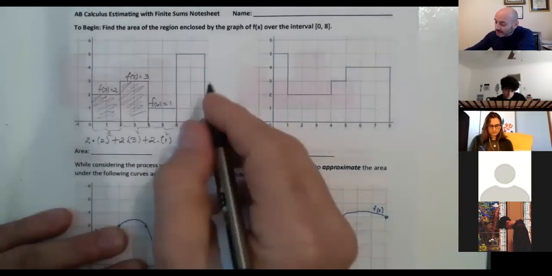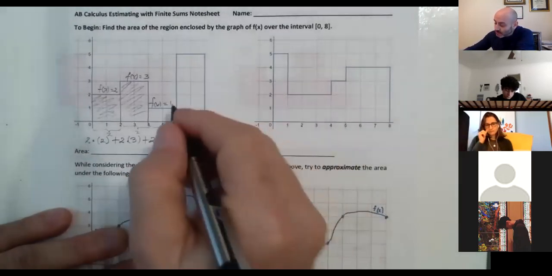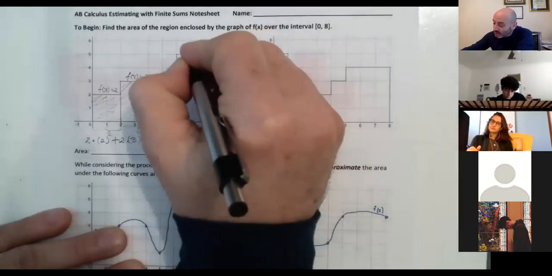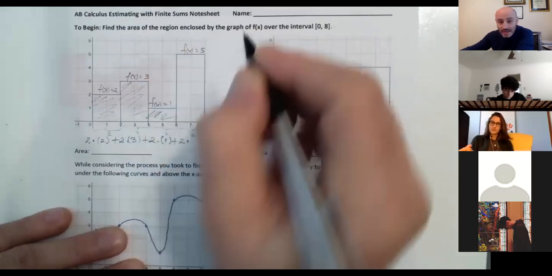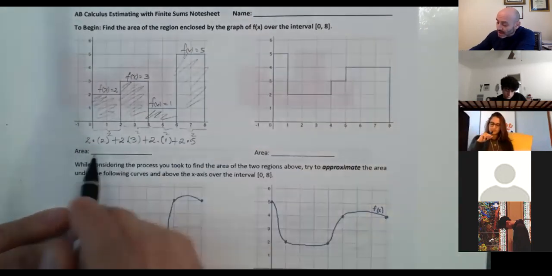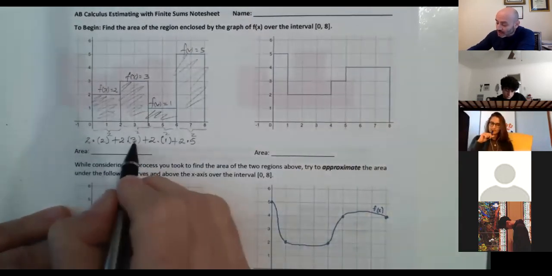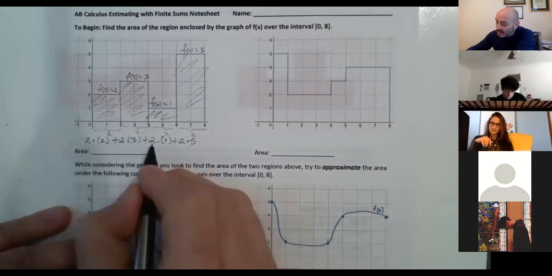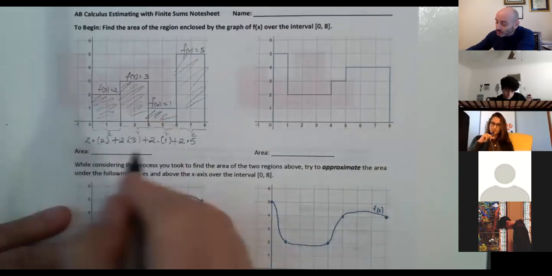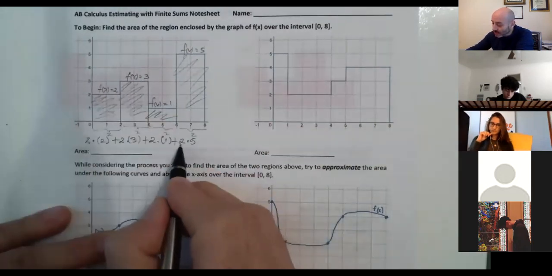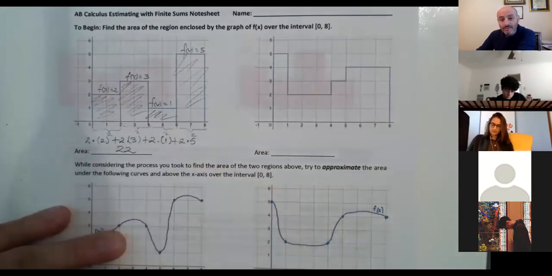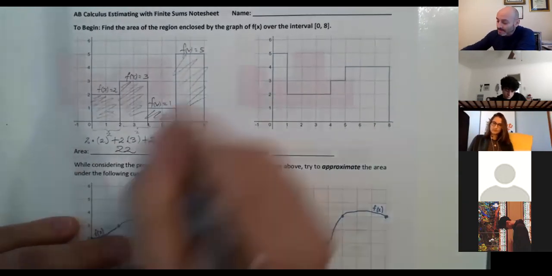And the same thing for the last rectangle. So it's going to be 2 times the value of the function, and the value of the function in this case is 5. So we multiply 2 times 5. So we're going to have 2 times 2 is 4, 2 times 3 is 6, that will be 10, 2 times 1 is 2, plus 10 is 12, and then 2 times 5 is 10, so it's 22, right? That's the area there.